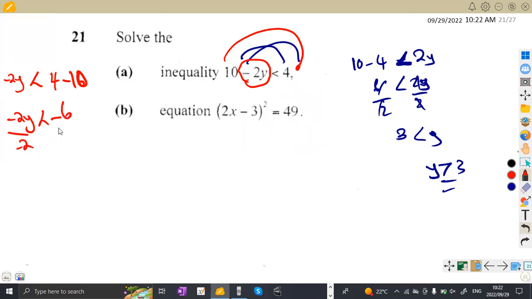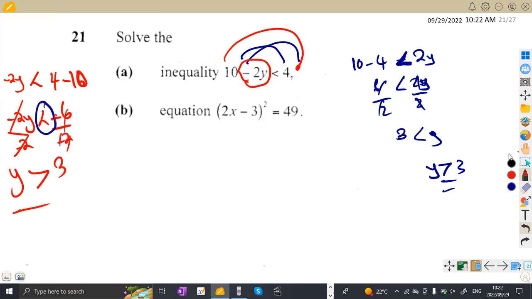The moment you divide by negative 2 by negative 2, take note, you are under inequalities, so this inequality sign is going to reverse. It's going to change its position. So it's going to be greater than like that. Okay, so this will be 3.